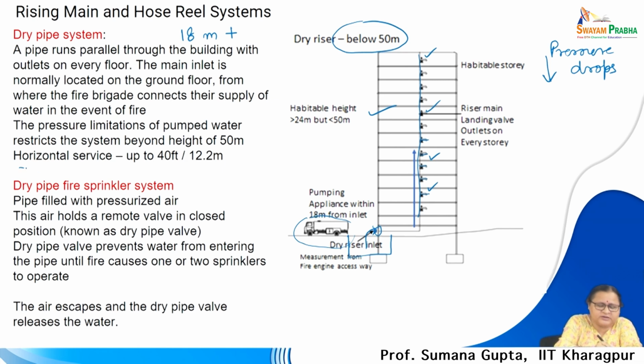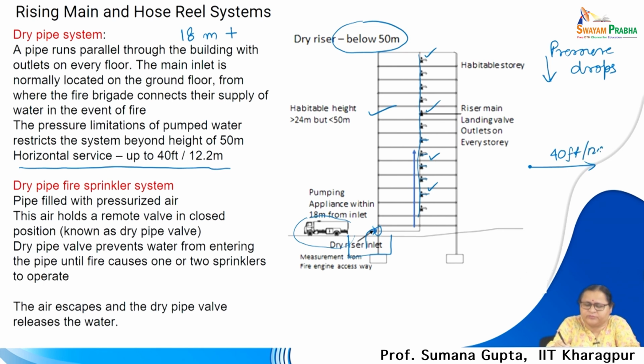Similarly, in the horizontal direction also, we cannot go beyond 40 feet or 12.5 meters, because the pressure at the end of the hose drops. So, what is important? My building height should not be more than 50 meters, my length of service should not be more than 40 meters. So, if I control from one point, the staircase, my hose pipe should not go more than 40 feet or 12.2 meters.